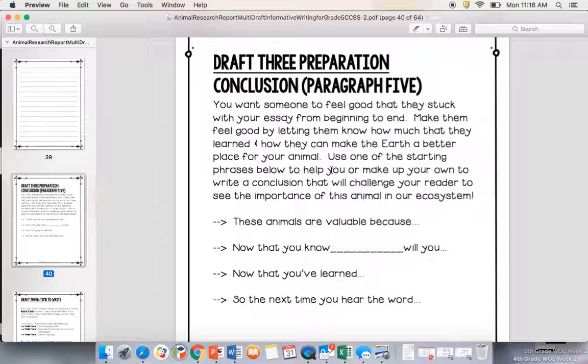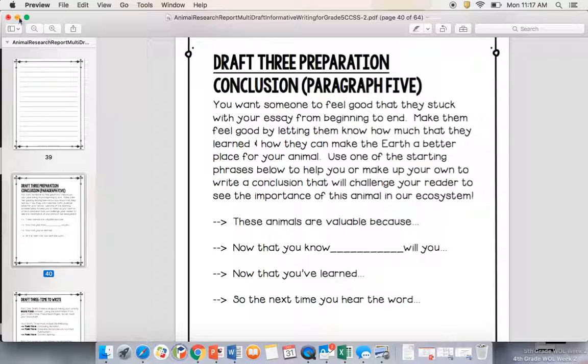So some of the examples they've given are, these animals are valuable because. Now that you know blank, will you blank? Now that you've learned. So the next time you hear the word. So you're going to create some way or a unique way of ending your essay about your animal because you've talked about your animal and how it survives in the wild. Well, leave your reader thinking, why did you share this information? Were you wanting to explain about the animal? Were you wanting to help protect the animal? So sum up your informative writing with something about your animal in a creative way of summing up the 3 main points that you wrote about.